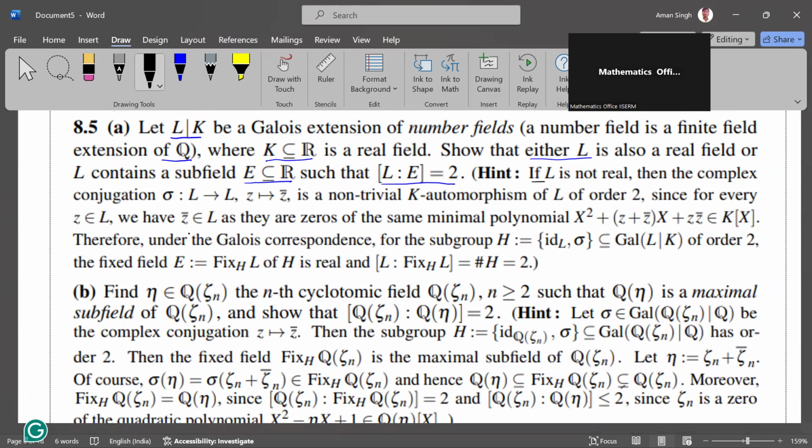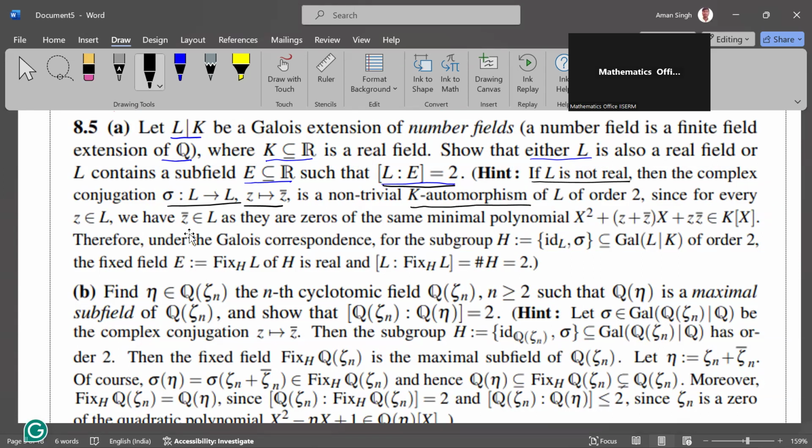If L is not real, then we have to show there exists a sub-extension of degree 2, L over E. Okay. Not sub-extension, I would say, but an intermediate field of this basically. Then complex conjugation L to L, which is the restriction map of C, because L is a subset of C anyway, z goes to z bar, is a non-trivial K-automorphism because K is contained in R.